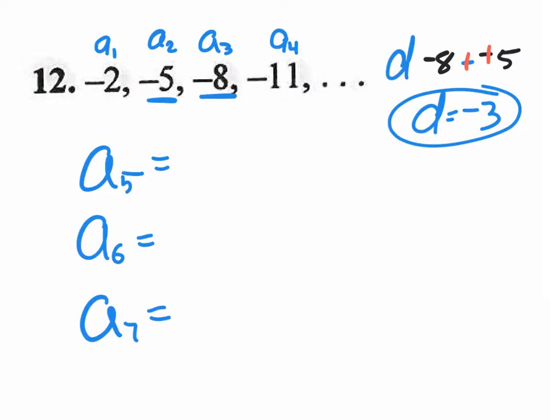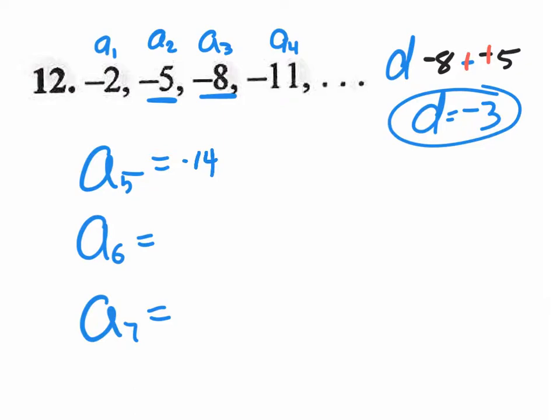Okay. Now remember, the difference is negative 3. So if they're asking just for the next three numbers, you might as well just continue with the difference of minus 3. So negative 11 minus 3. What's negative 11 minus 3? Negative 14, right?